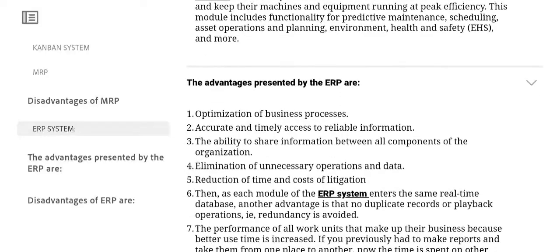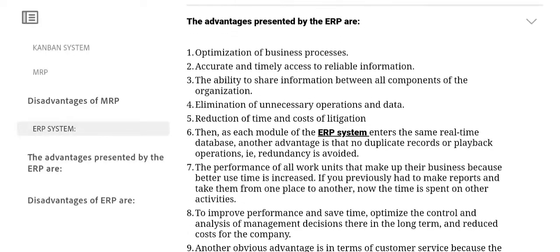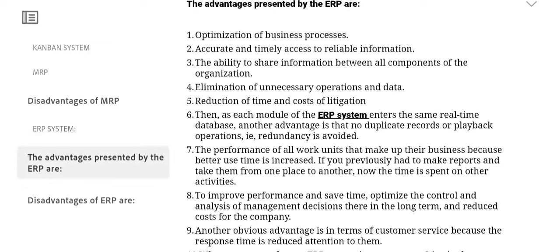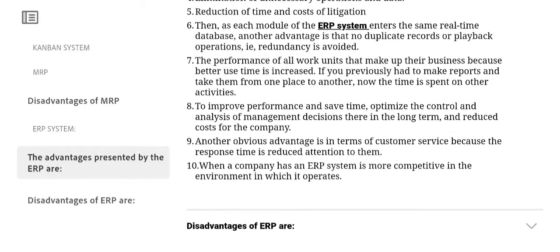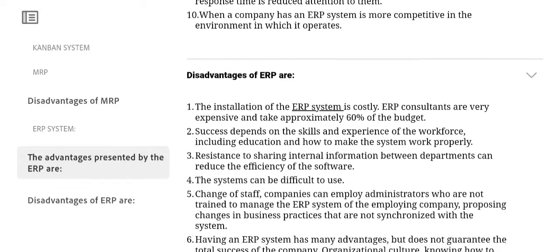Now let's see the advantages of ERP system. First one is optimization of business processes, then accurate and timely access to reliable information, the ability to share information between all components of the organization, then elimination of unnecessary operations and data, reduction of time and cost of litigation. So these are the advantages which come in the ERP system.